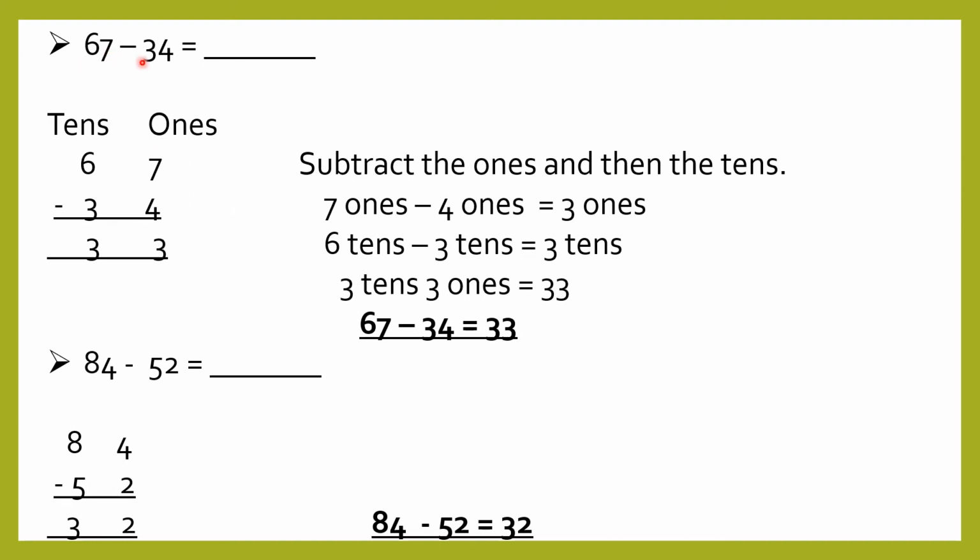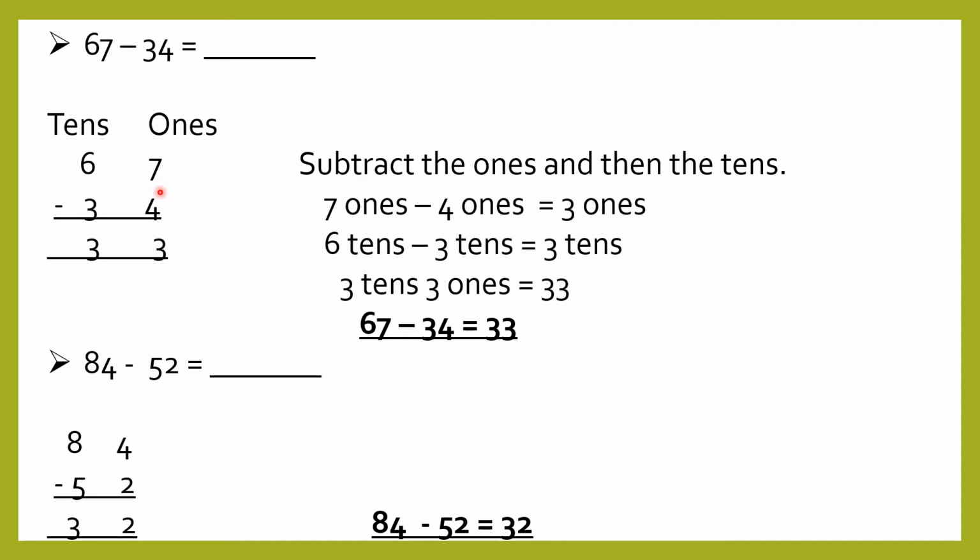We have 67 minus 34, so I am going to put 67 at the top. Okay, one more thing, whenever you are subtracting two numbers, always make sure you are writing the bigger number first. Never put the smaller number first. Always make sure you are putting the bigger number first and then the smaller number. So 67 is bigger, so 67 minus 34. I'll put 67 at the top, 34 at the bottom.